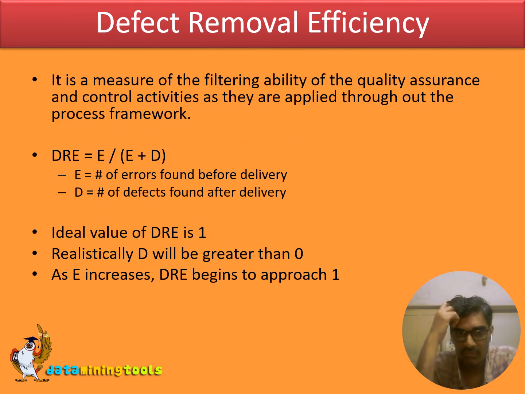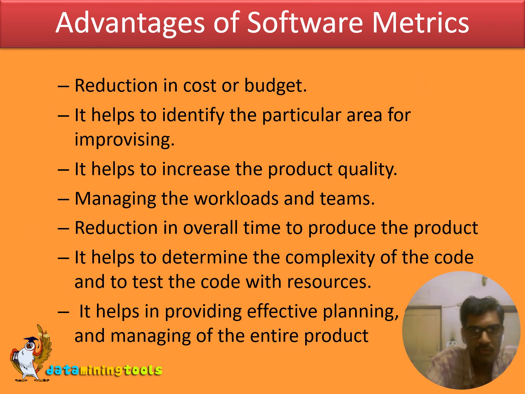Last, here we come to defect removal efficiency. Defect removal efficiency is used to quantify how many defects were found by the end user after product delivery in relation to the errors found before product delivery. So defect removal efficiency is the number of errors found before delivery divided by the number of errors found before delivery plus the number of defects found after delivery. That is DRE. Next, advantages of software metrics.